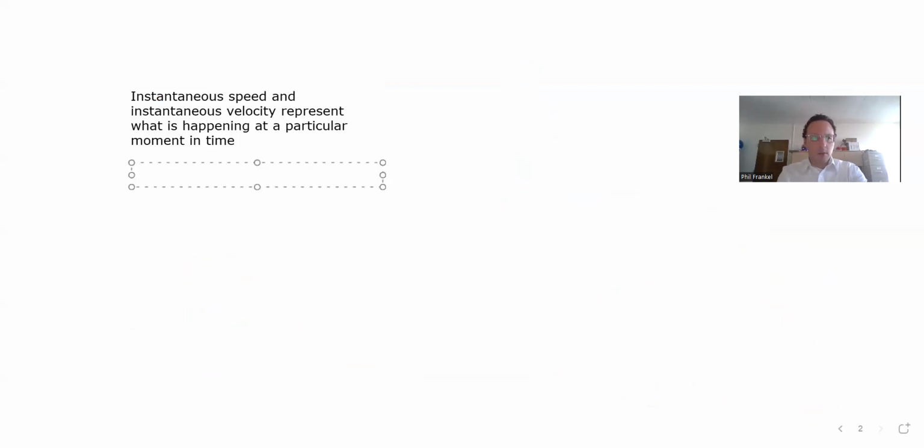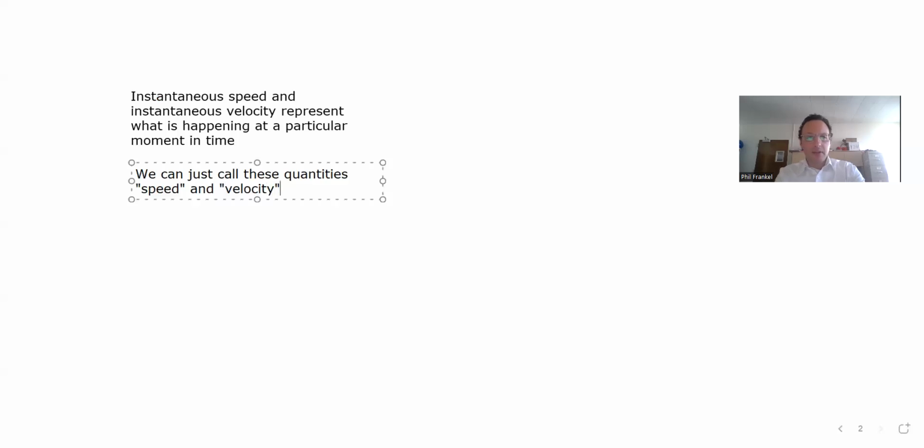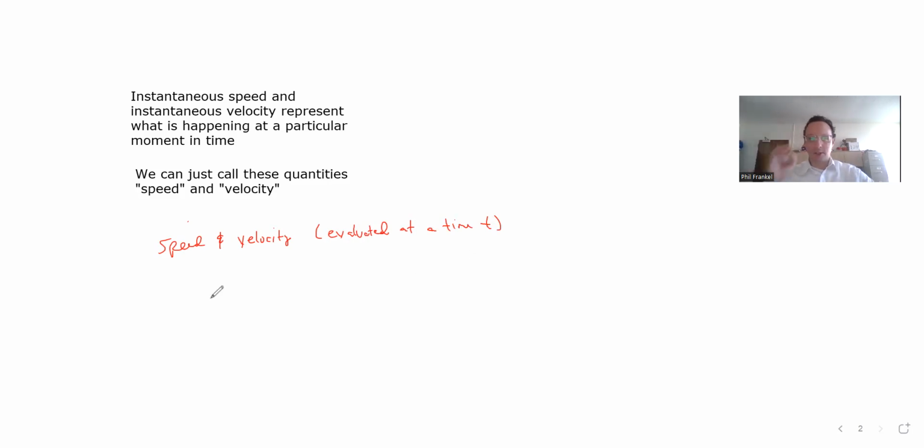So we can just call these quantities speed and velocity. Meaning, if someone says, what's the speed of the object at this moment? What's the velocity of the object at this moment? You don't have to add the word instantaneous, but you could if you wanted to be more unambiguous in what you're asking for. Speed and velocity, also known as instantaneous speed and velocity, are both evaluated, they're figured out at a time t, at a particular moment, a particular time.